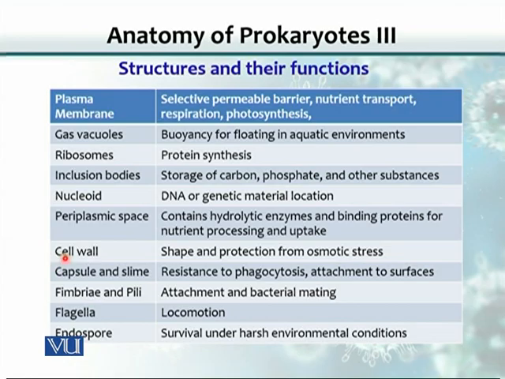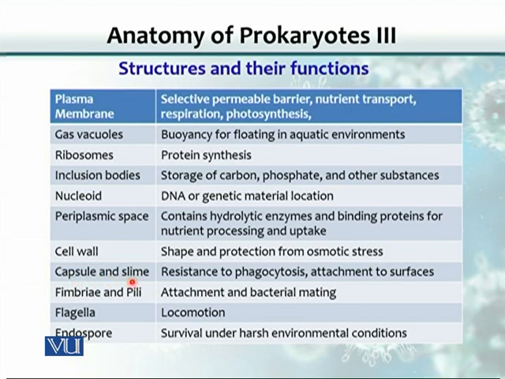Next structure is the cell wall. Because it is chemically rigid, it provides stability to the shape of the organism and also protection from osmotic stress. So, if a bacterium sits in an environment where osmotic pressure is more or less than that of the bacterial cell, the cell wall protects it from getting damaged.